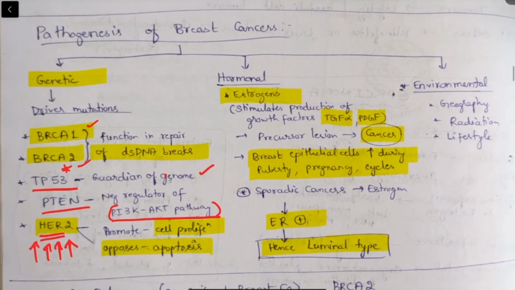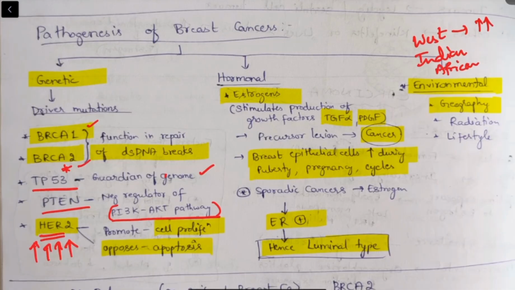Okay, what are the environmental factors? Environmental factors, most of them will influence, like geography, for example the western and Indian population. The population of the west have more risk for developing CA breast than the Indian population, and Africans have the least. So that is how geography matters. So if a person is born in the west, he has more risk for developing CA breast. Similarly, radiation exposure and lifestyle, like obesity, hormonal replacement therapy, lack of exercise, late pregnancy and all. Okay, radiation again, this depends on the individual. So again it is an environmental factor. So these are the pathogenesis of breast cancer.